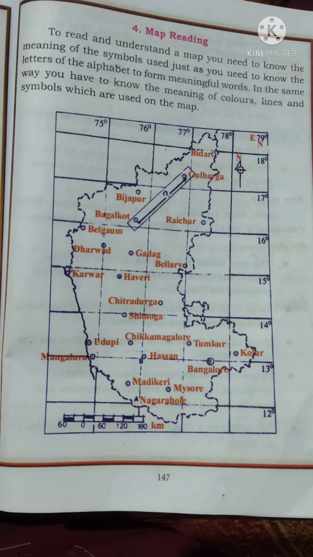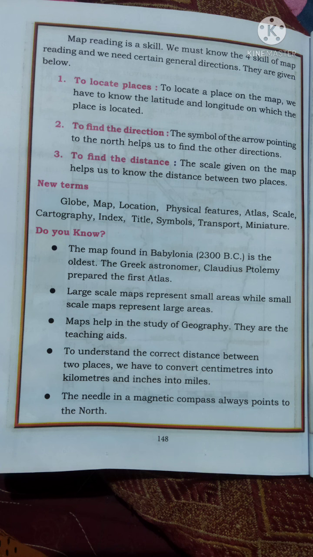We must have the knowledge. Then only can we easily understand and easily locate the places on the map. And also, if we have the knowledge of those symbols, we will easily read the map, and we also find out the directions. So north, east, west, south, how they come, we can easily know. To find the distance also, how far it takes from one place to another, we can easily find out. So it is very useful.